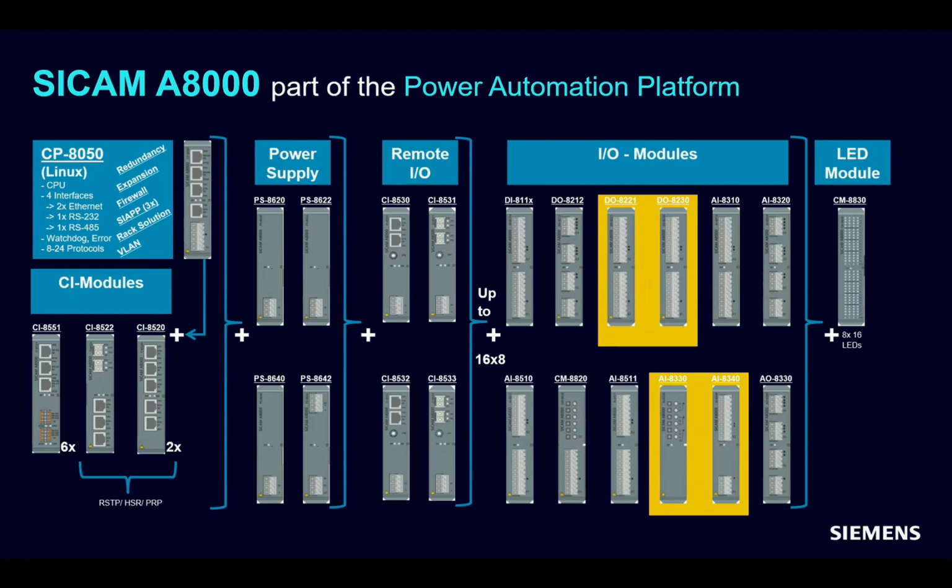But also for serial protocols, it is possible to connect up to 6 CI8551 communication modules, each providing 5 serial interfaces. When you equip the CP8050 with 1 Ethernet communication module, you can add up to 5 serial communication modules additionally. In case you need 2 Ethernet extension communication modules, then it is not allowed to add additional serial communication modules.